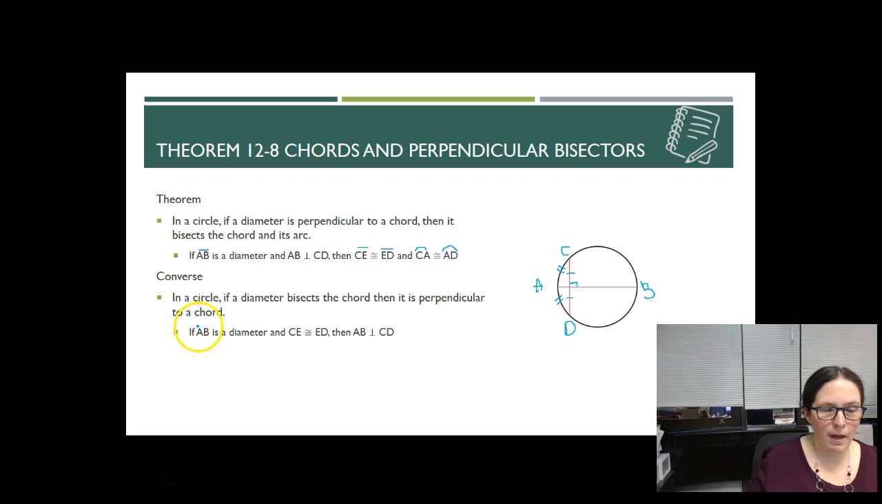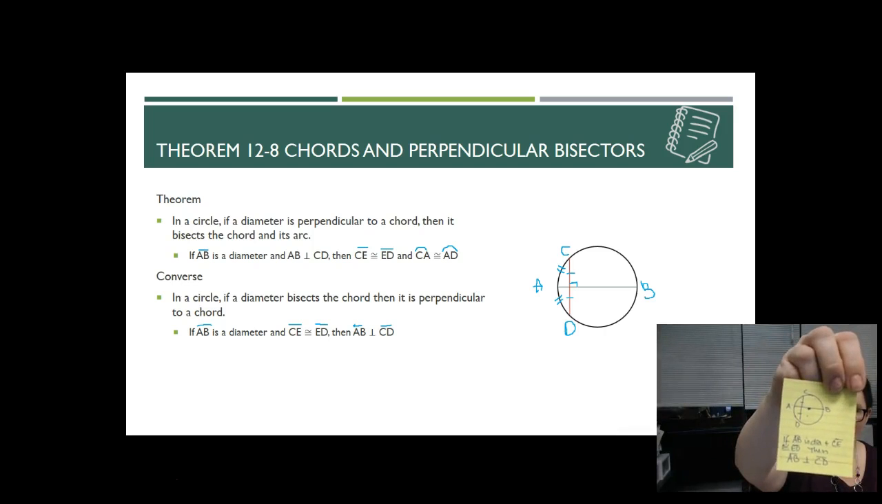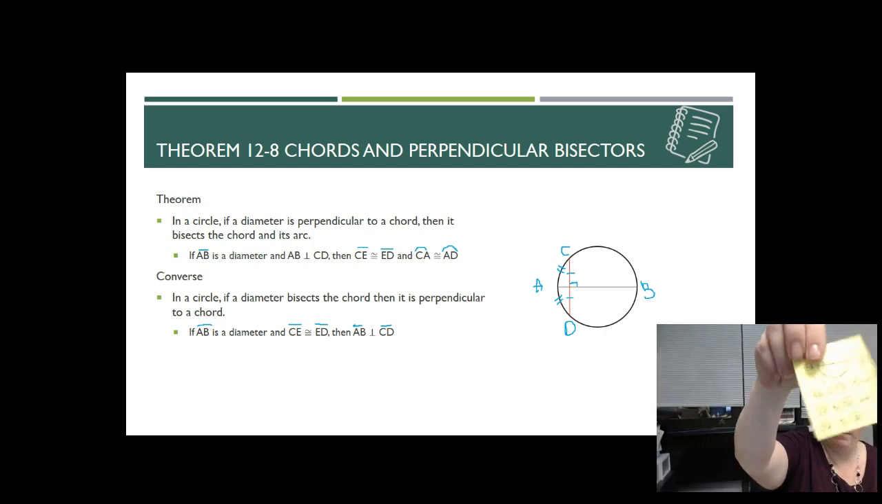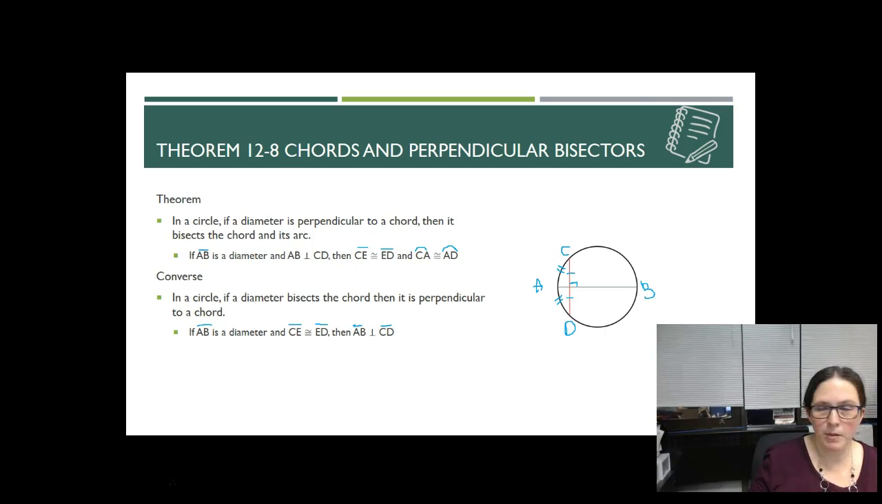Then again down here, if AB, which is a segment, is a diameter of those two, then the segments are equal and the two lines are perpendicular to each other. Okay, the second one, like I said, that was the first part of it, and then of course also the converse is true too. So if it bisects the line, then it's perpendicular, and if it is perpendicular, then it bisects the line. Those are super useful when we're solving problems too.